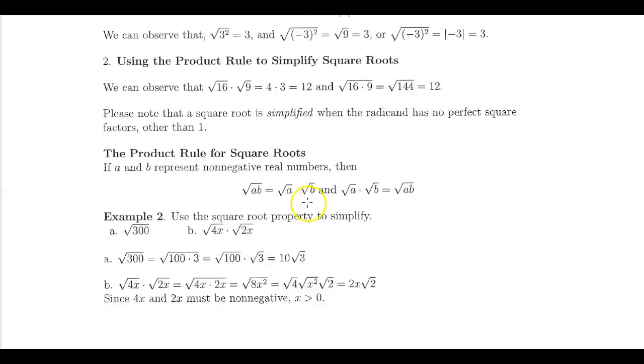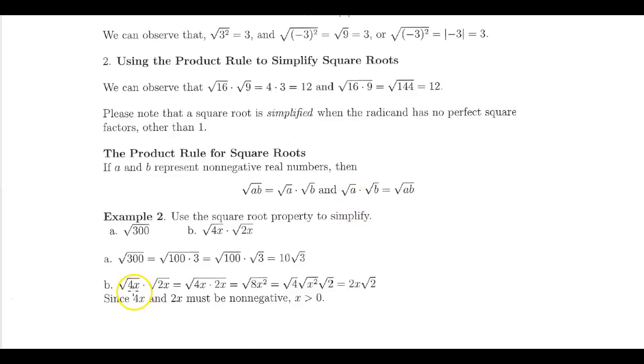And using this property, we can say that the square root of 100 times 3 is equal to the square root of 100 times the square root of 3. And the square root of 100 is 10, so we have 10 times the square root of 3, and that's simplified because the radicand is not a perfect square. So once we get down to a place where we don't have a perfect square, then we have a simplified radical.